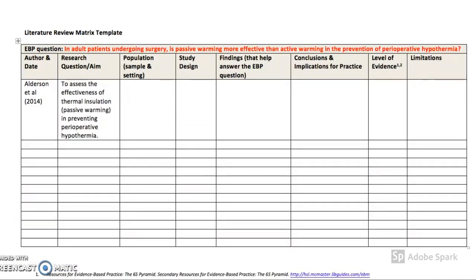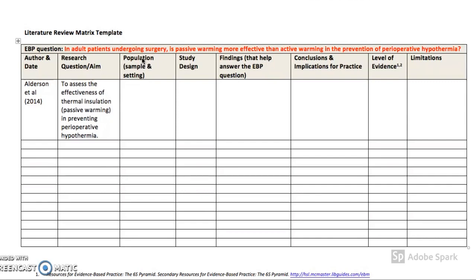Next, write down the population, sample and setting from the journal article you are interested in. Again, as you complete it, think critically about whether the population, that is, the set of people that the study was focused on or the participants, is similar to the population that you are interested in, i.e. your patients. Also write down the setting. For example, was this a community or a hospital setting, and again, is this relevant to your question?